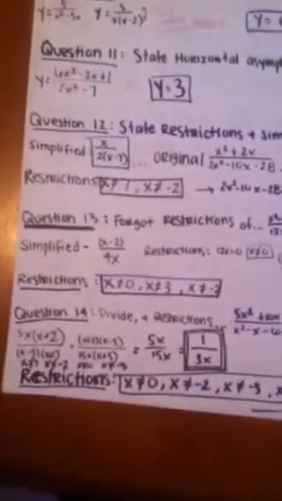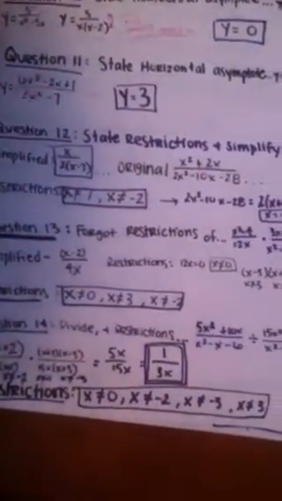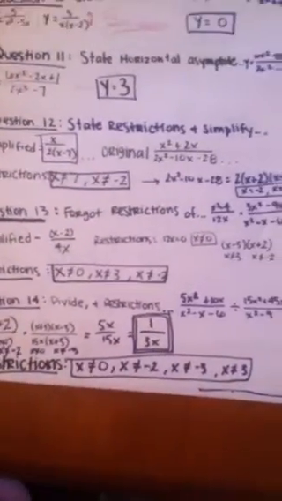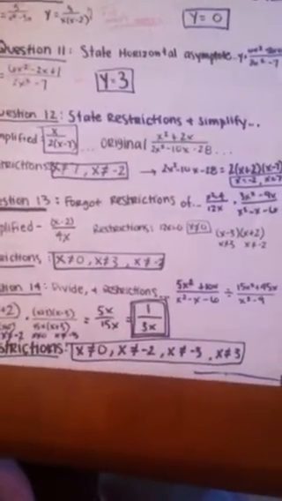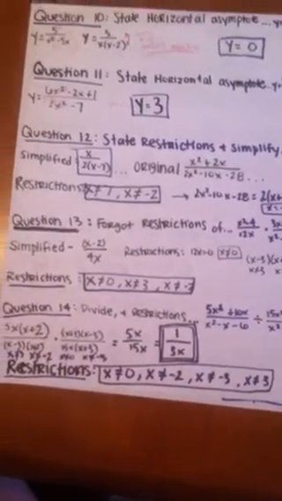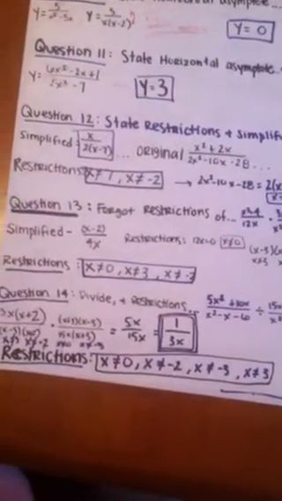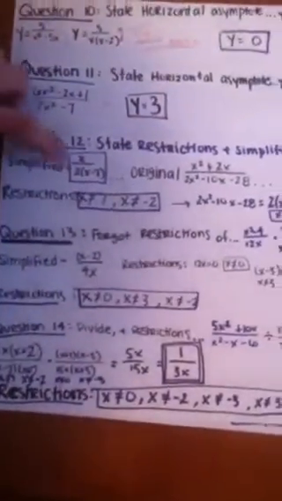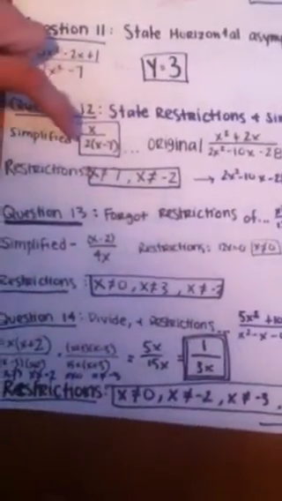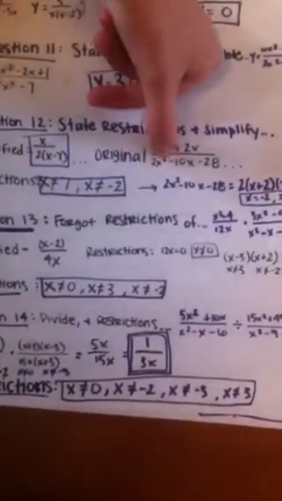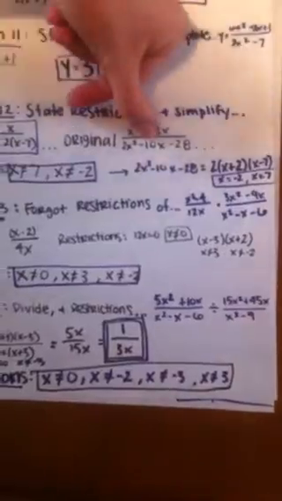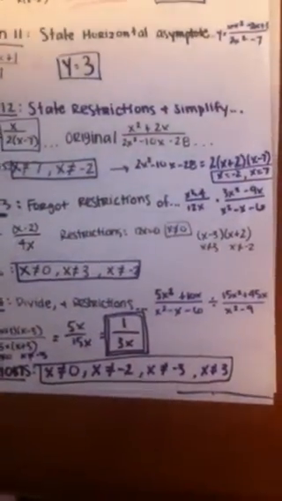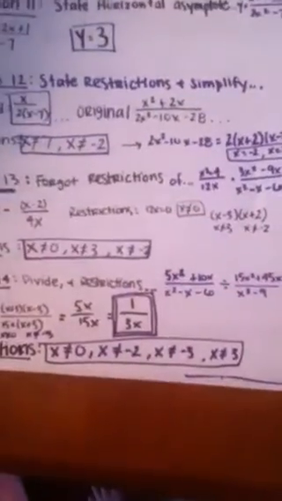Then question number 12, I just forgot to add in some restrictions, because for 12, 13, and 14, I just had trouble finding restrictions because I didn't remember how. For number 12, I simplified it correctly to x is equal to 2 times the quantity of x minus 7. So then you want to take the original, which is the bottom, and factor it to get 2 times the quantity of x plus 2 times the quantity of x minus 7.